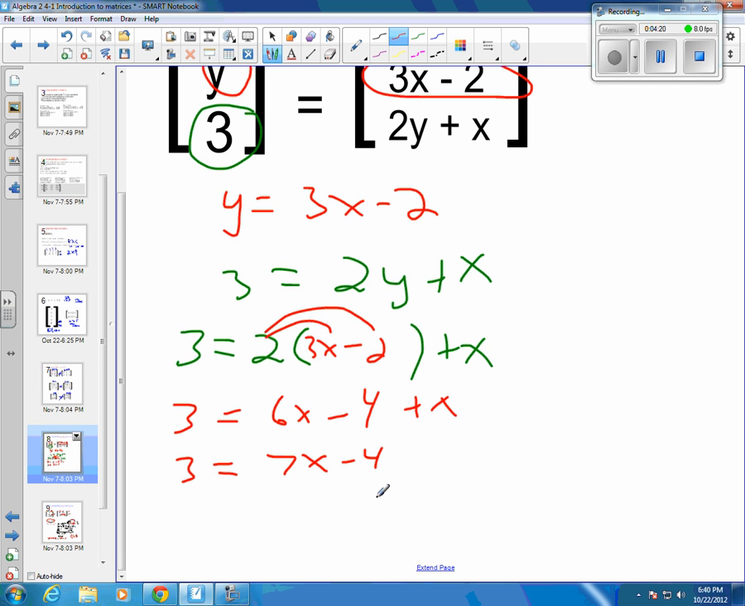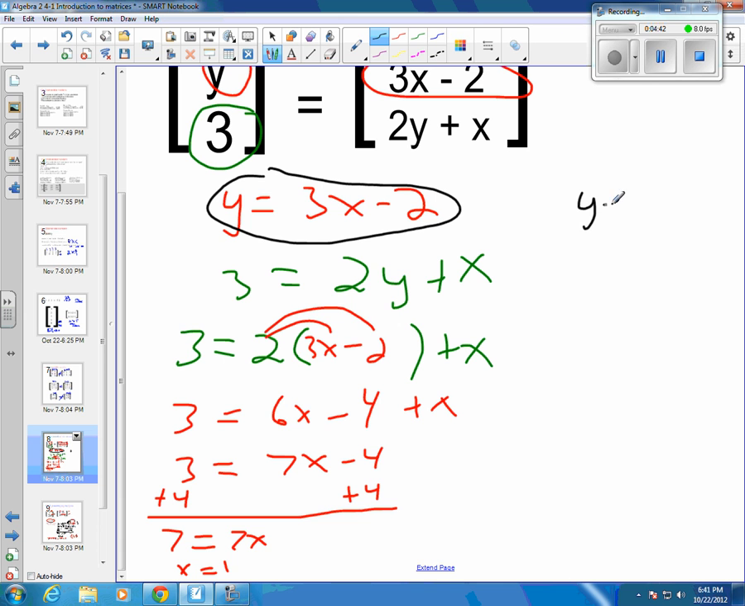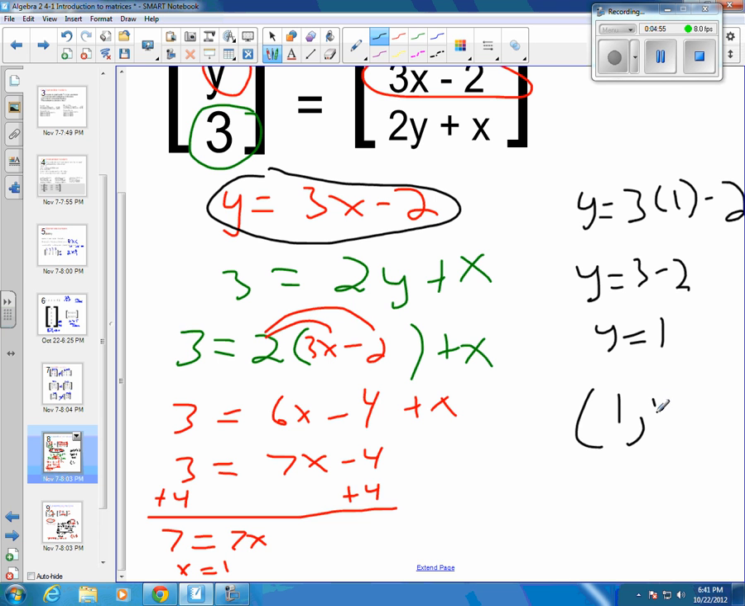Then I want to get x by itself, so I work from the bottom of my order of operations, and I get rid of addition and subtraction first. So I add 4 to both sides, and so 7 is going to be equal to 7x, and x will be equal to 1. Then I'm going to go back up to my original equation here, and y is equal to 3 times 1 minus 2. And so y is equal to 3 minus 2, and y is equal to 1. So my point would be (1, 1). And again, this is a point, so please express your answer as a point.